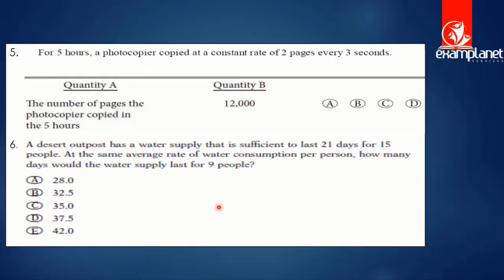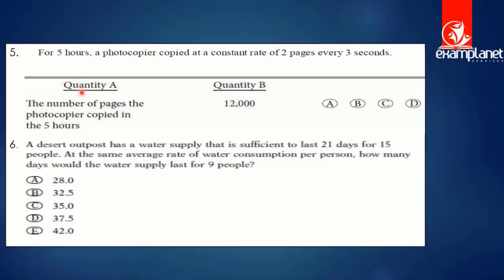Now number 5. The question says, for 5 hours, a photocopier copied at a constant rate of 2 pages every 3 seconds. Now, quantity A, the number of pages the photocopier copied in 5 hours. And B, 12,000. So you can just use the idea of a proportion to answer this kind of question.